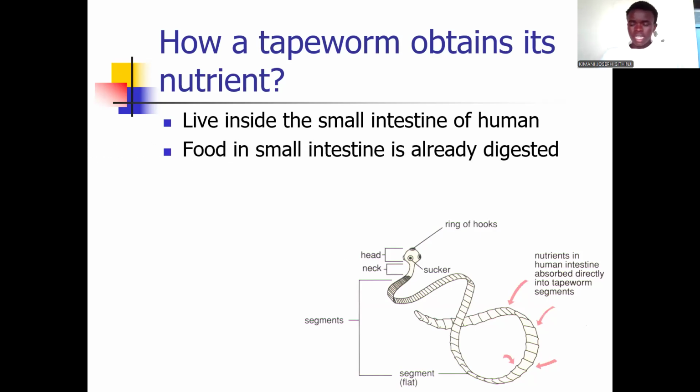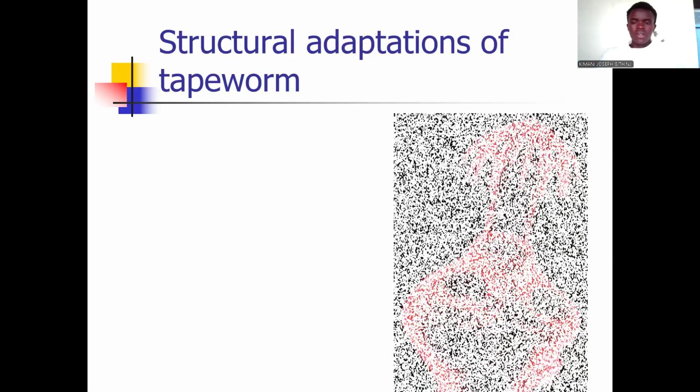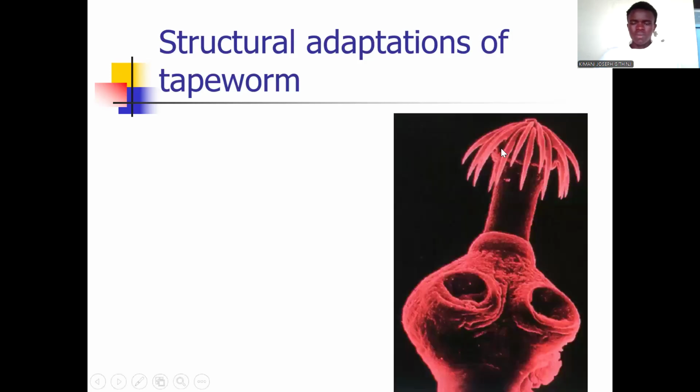is already digested. Thereby, since it's already digested, the body covering of the tapeworm is usually adapted to absorb those food substances directly via the skin. It can absorb the food substances directly through the body wall of the tapeworm by simple diffusion, just like that.